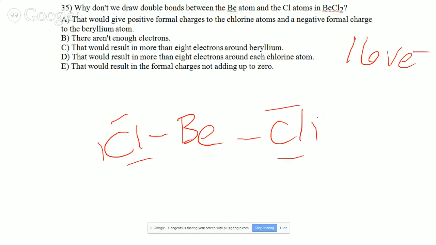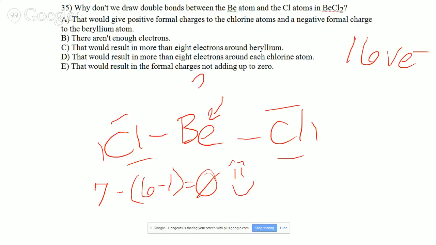But why doesn't Be have a complete octet? Well, let's take a look at formal charge. All right, so chlorine has 7 valence electrons. It has 6 that it's keeping, and it makes 1 bond. So both of them have a formal charge of 0, which is great. Formal charge of 0, fantastic. All right, but Be had 2 valence electrons, and now it's making 2 bonds. It has none of its own, and it's making 2 bonds, right? So now its formal charge is 0, which is also favored, right?